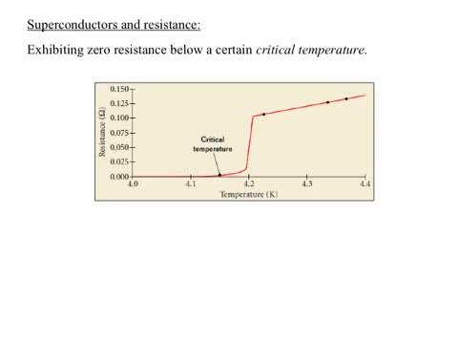Finally, the last thing we want to look at are superconductors and their resistance. And we mentioned this earlier already in another topic, but let's specifically talk about it now. And a superconductor, again, exhibits zero resistance below a critical temperature. So for example, this graph is showing us that as the temperature increases, the resistance increases at a constant rate. Right? Here's the temperature. Temperature goes up, the resistance goes up. But below a certain point, it drops dramatically.